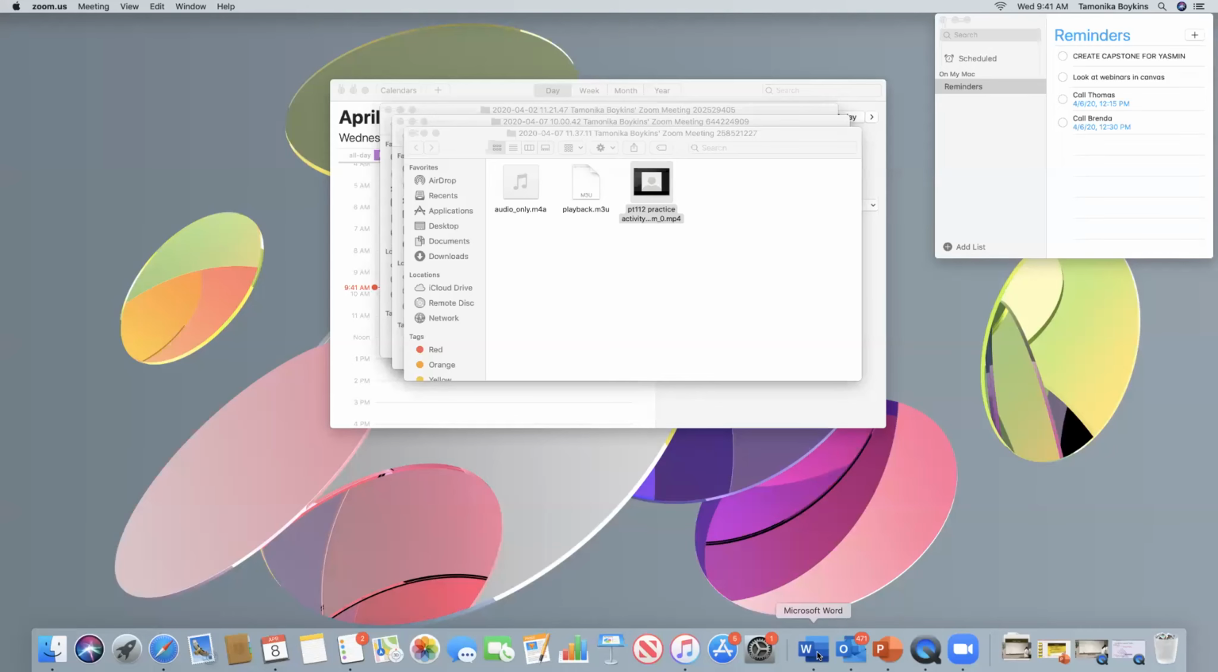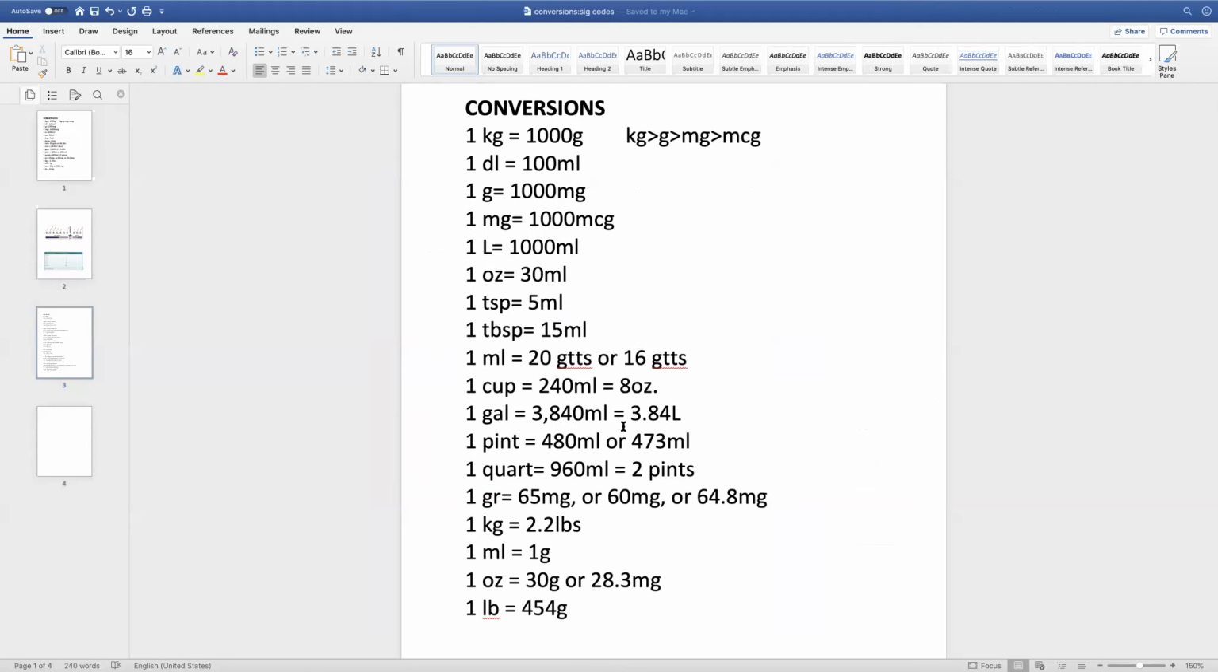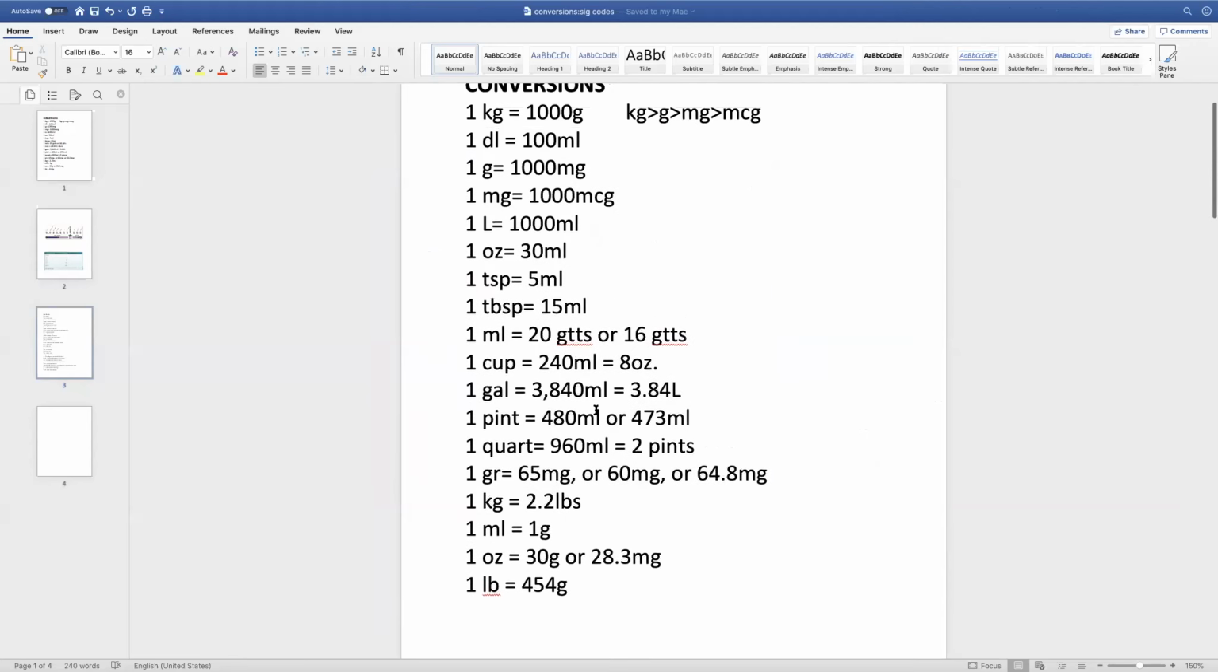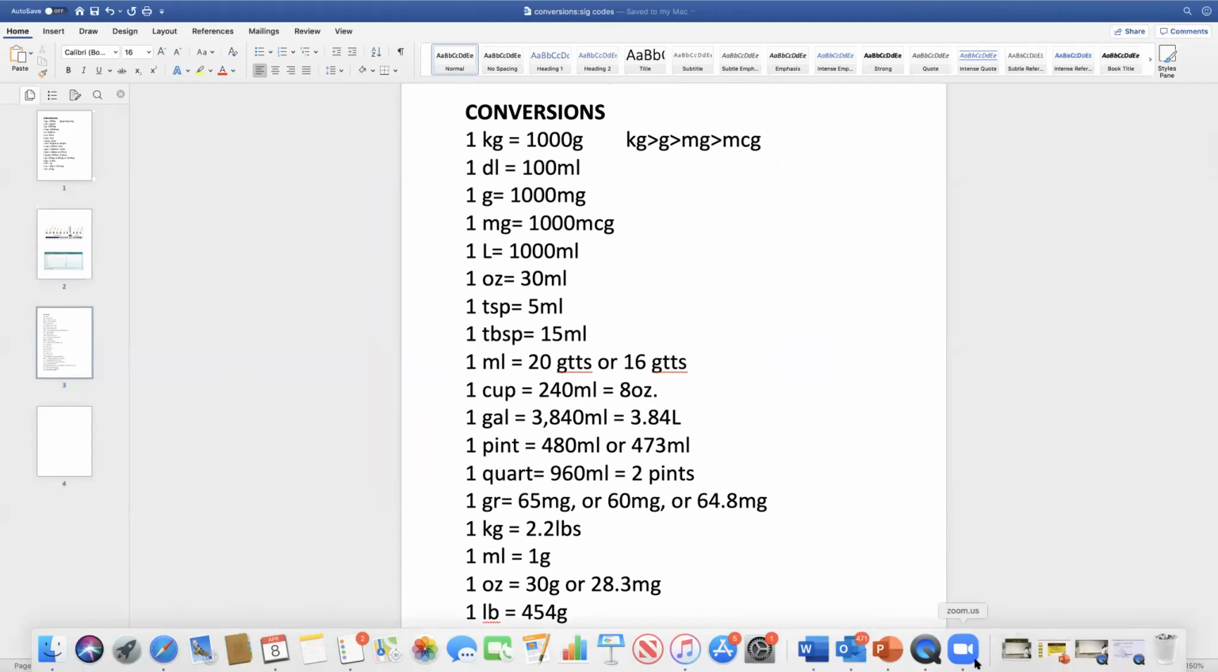I'm going to share my screen and pull up that Word document that I showed you on yesterday's video, the conversions. These are the most popular conversions that you would see, and this is what I'm going to be going by. You can follow along with me by looking at this, because I can't have this up and my iPad screen up at the same time. So for reference, I need you to have this pulled up as well when you're working on the problems with me.